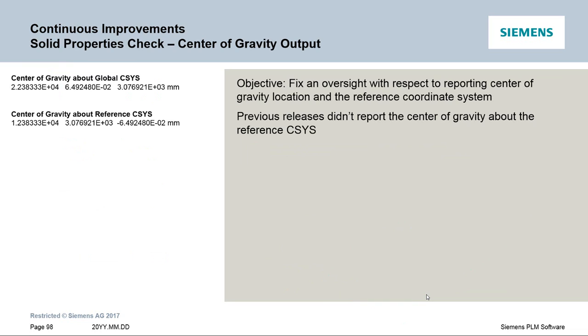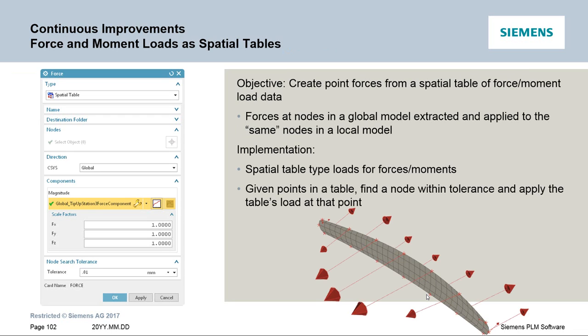We also have a new solid properties check, which will give you the center of gravity about a reference coordinate system. We always had the ability to put out center of gravity at the global CSYS, but in some cases it's handy to have it about the work coordinate system or some other saved coordinate system.